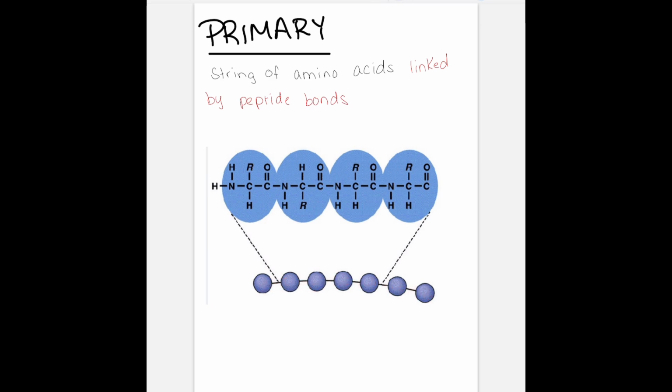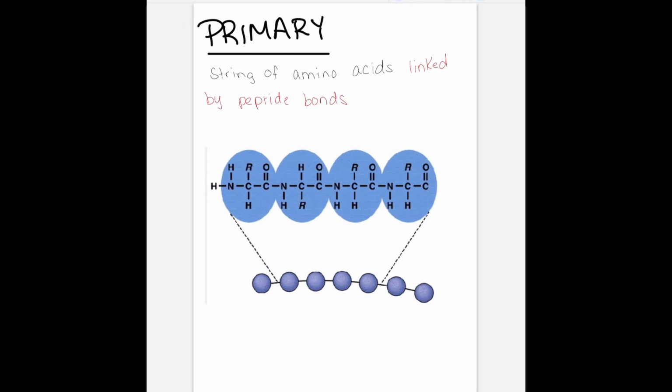So go ahead and pause the video if you want some more practice. Find where each of your different amino acids lie. See if you can identify the amino groups and the carboxyl groups. I mean, they're going to look a little bit different because they're now linked by peptide bonds. And then see if you can identify where those peptide bonds are. So that is your primary structure.